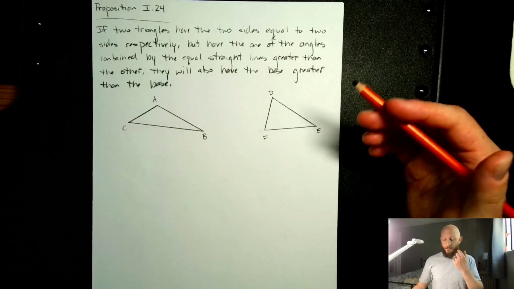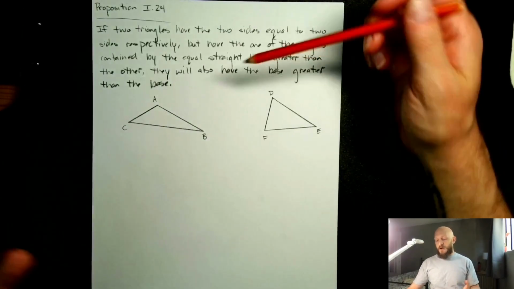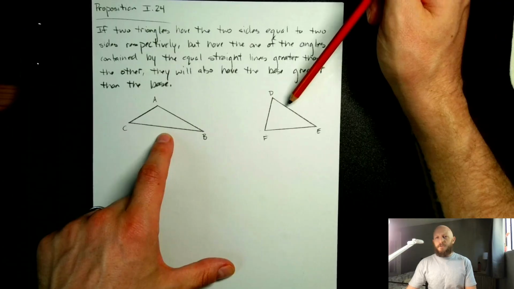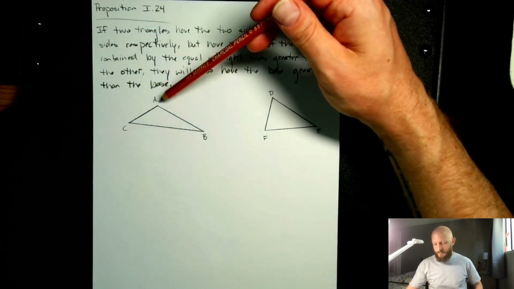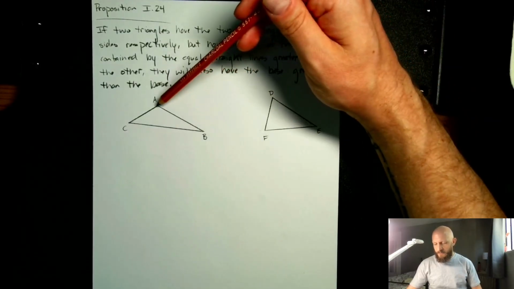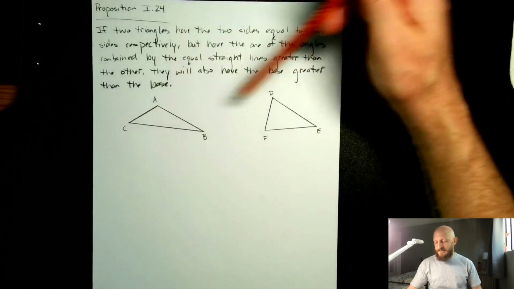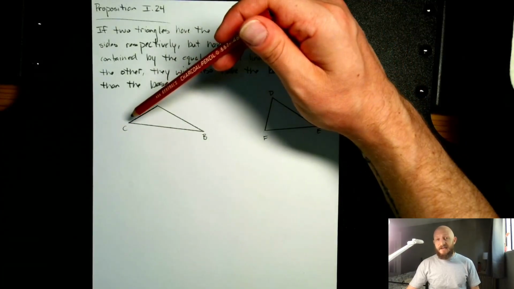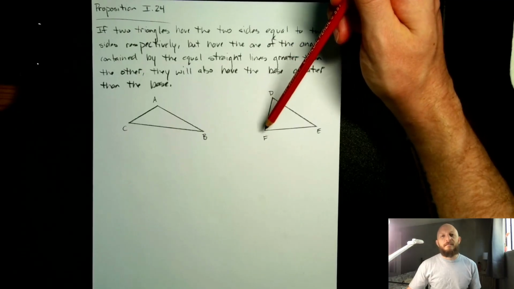It's written really weirdly, but this is how it's written in the Heath translation as well. And what it's saying is fairly intuitive. It's really not hard to understand at all. So basically, the idea is, and you can see it pretty readily in the diagram, that we have these two triangles, ABC and DEF, where AB is equal to DE, AC is equal to DF, and the angle BAC is larger than the angle EDF. That's the setup, that's the hypothesis.